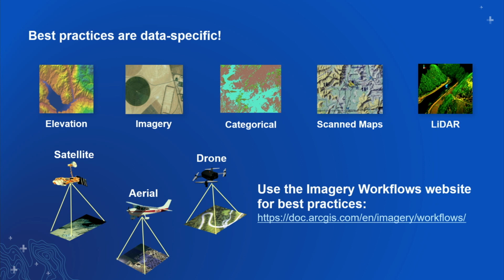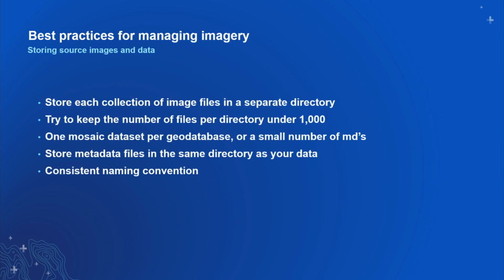We can tell you a couple things just about storing imagery. We recommend to store each collection of images in a separate directory and try to limit that to about 1,000 files per folder so that when you're consuming them in your Mosaic dataset, it doesn't take quite as long and it's not having to search through a ton more files than that, right? We recommend 1 Mosaic dataset per geodatabase or at least just a few.